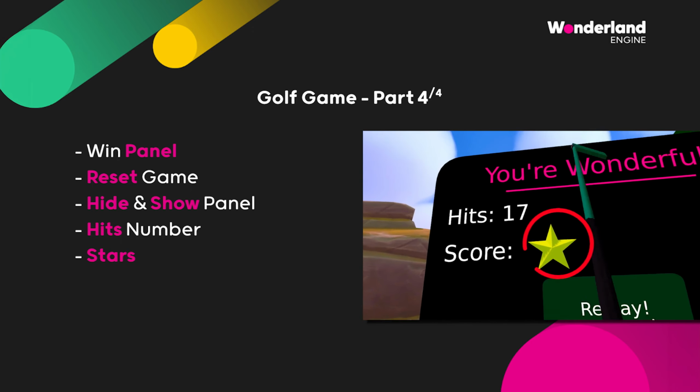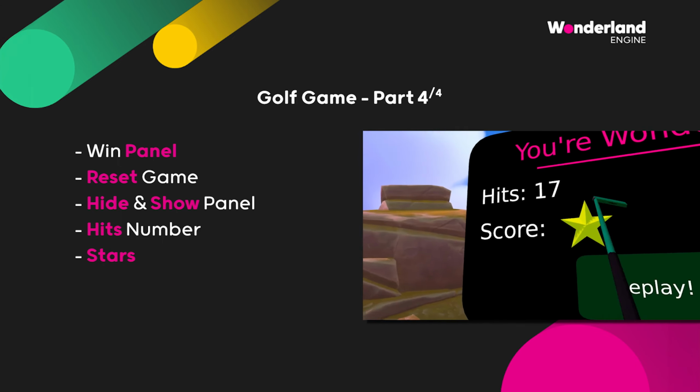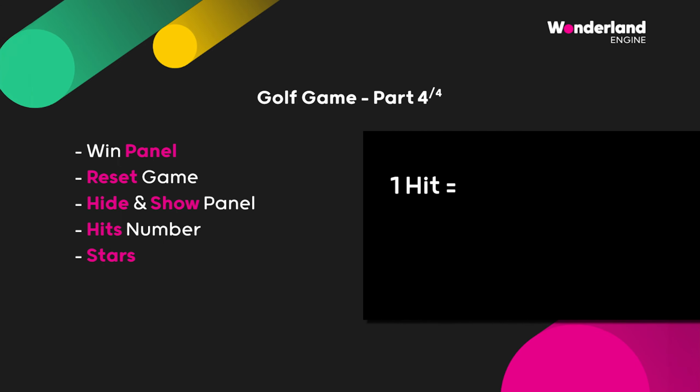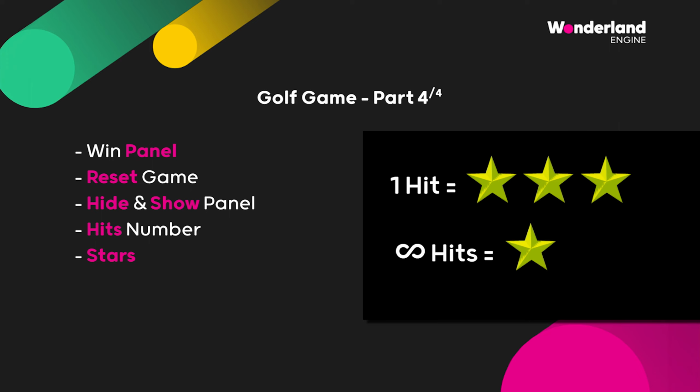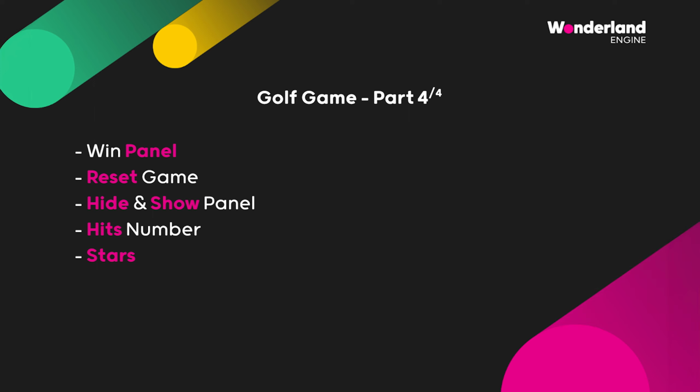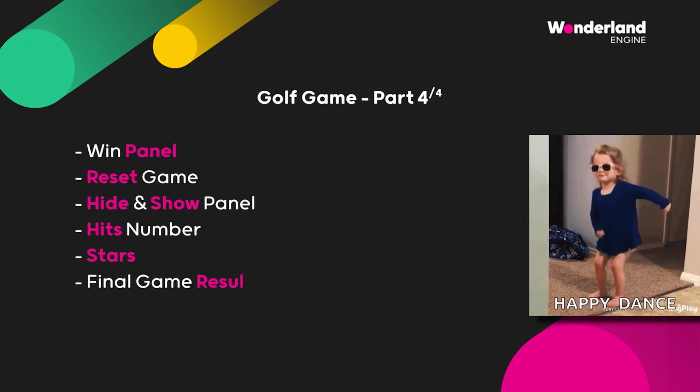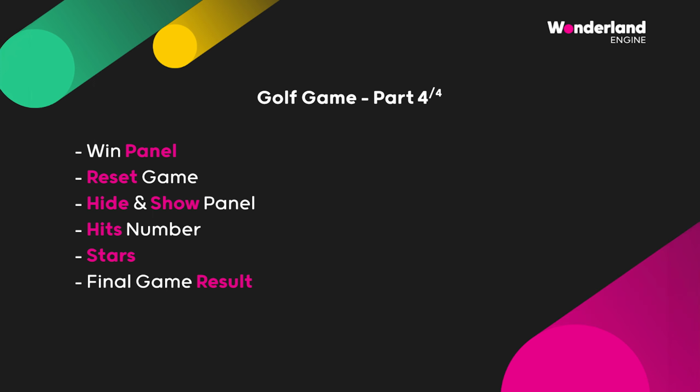Stars that the player gets based on the hits number, like if they scored from the first hit they will get 3 stars, other than that they will get 1 star, as you know, indicating that they are losers. And finally, we will dance while seeing the final game result. Wonderful? So let's get started.